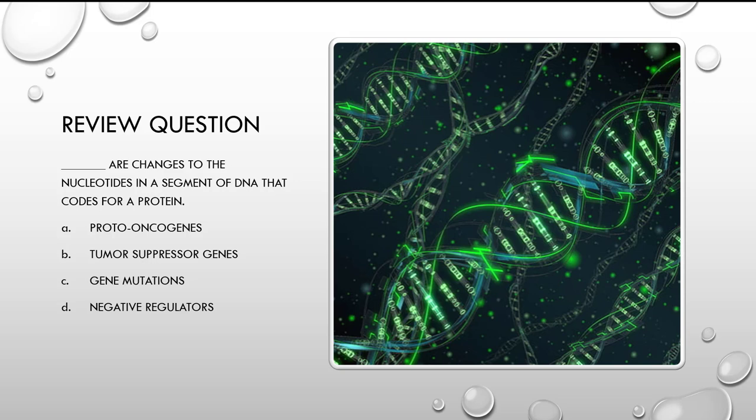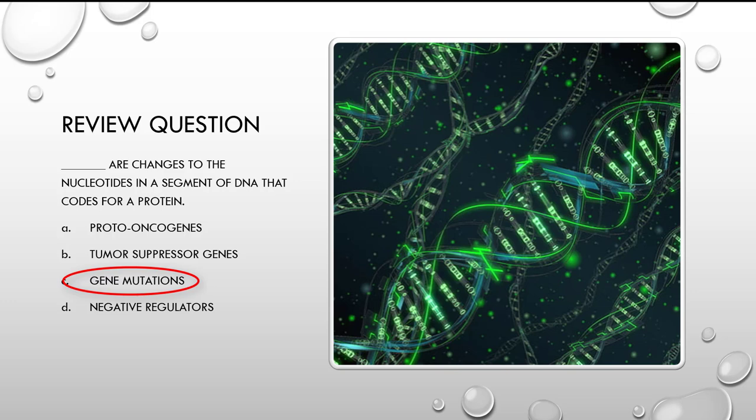Blank are changes in the nucleotides in a segment of DNA that codes for a protein. Is it proto-oncogenes, tumor suppressor genes, gene mutations, or negative regulators? So what is it called when we have changes in nucleotides in a segment of DNA that codes for a protein? If you said gene mutations, I would agree with you.